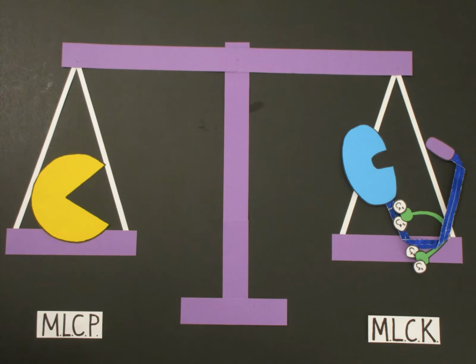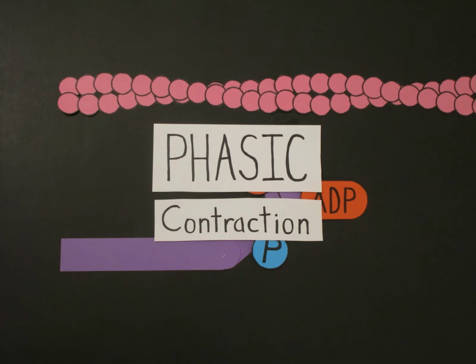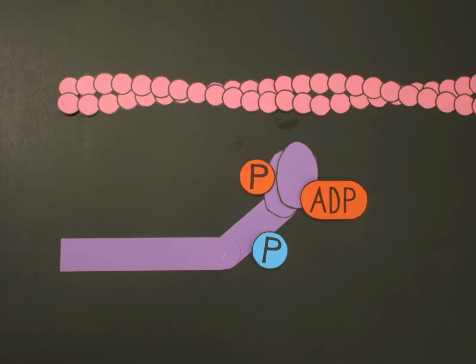Up to this point, everything we've seen is dependent on the ratio of MLCP to MLCK. If we have lots of active MLCK and mostly inactivated MLCP, then our myosin stays phosphorylated and we have phasic contraction. This is the kind of contraction you'd see in peristalsis, basically contraction followed by relaxation.